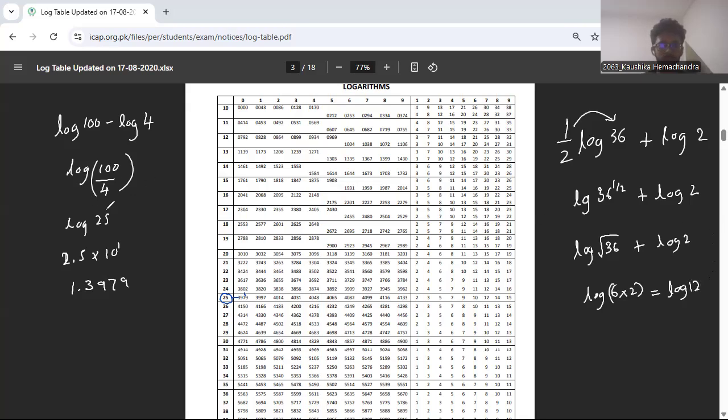What is log 12? Log 12 is 0.0792. So 12 you can write as 1.2 into 10 to the power 1. So this 10 to the power 1 is what our log number starts with. 1.0792. That is the answer for this expression, right? 1.0792.